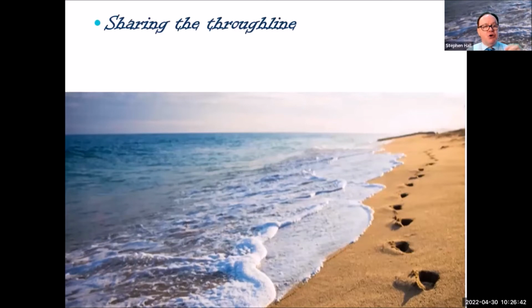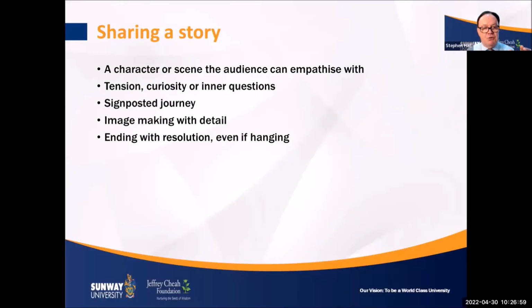So we've talked about sourcing information, being critical, tuning your listener's awareness. And I'd like to now move to the third part, which is sharing the story, sharing the through line, taking your listener on the journey of what you want to talk about. Now, this can be a kind of way of thinking that applies to both writing and speaking.